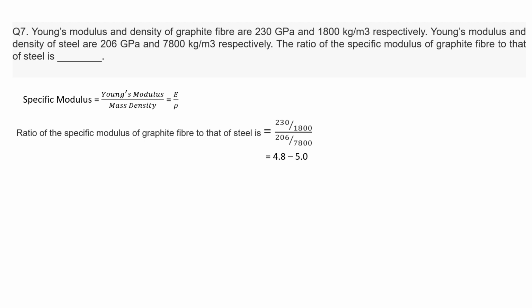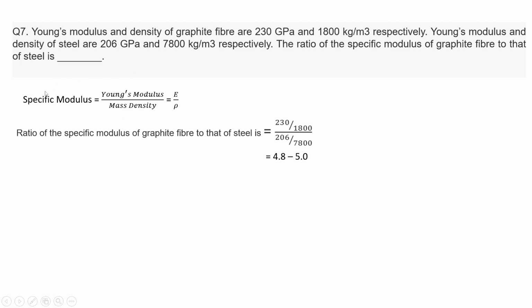Now in this question, we are to compare the specific modulus of a graphite fiber to that of steel. This will show how graphite fibers give a specific modulus higher than that of steel. The formula for specific modulus is the Young's modulus divided by the mass density. The Young's modulus of steel and graphite fiber will be comparable, but the mass density of graphite fiber is very low. Because of that, the specific modulus of graphite fiber will be higher.